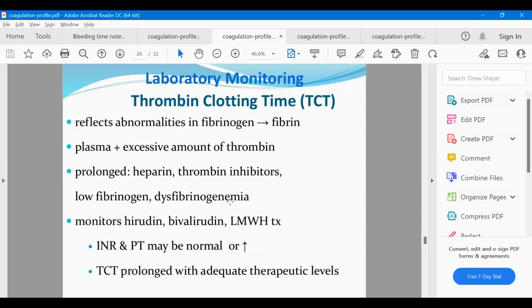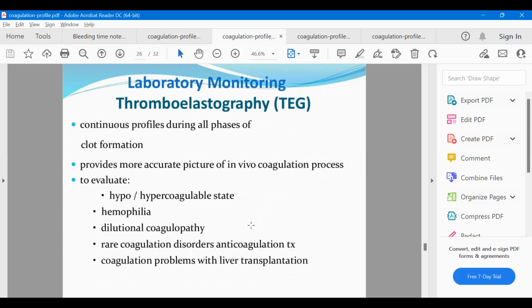The thrombin clotting time will detect any problems with the fibrinogen. Any fibrinogen abnormalities can be detected with thrombin clotting time. Prolonged thrombin clotting time can be seen in heparin disorders and thrombin inhibitor disorders. So this is all about the thrombin clotting time.